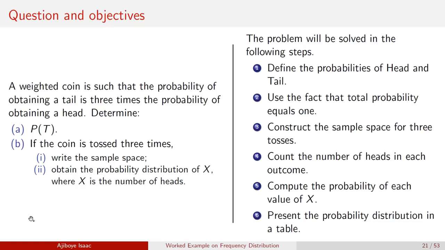Using the exhaustive theorem, use the fact that total probability equals 1, then construct the sample space for the 3 tosses, count the number of heads in each outcome, and then compute the probability of each value of X. And we present this probability distribution in a table.